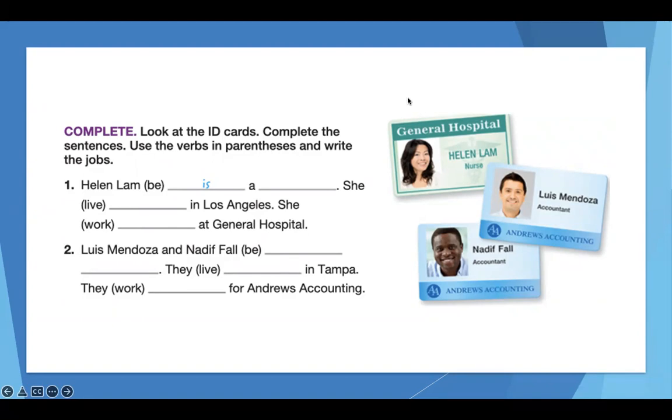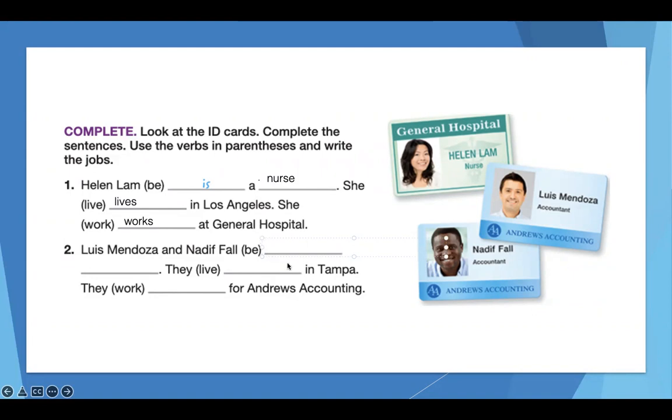All right, now number 1. Helen Lamb is a, what job does she have? She is a nurse. She, we say live or lives? She lives in Los Angeles. And then work or works? She works at General Hospital.